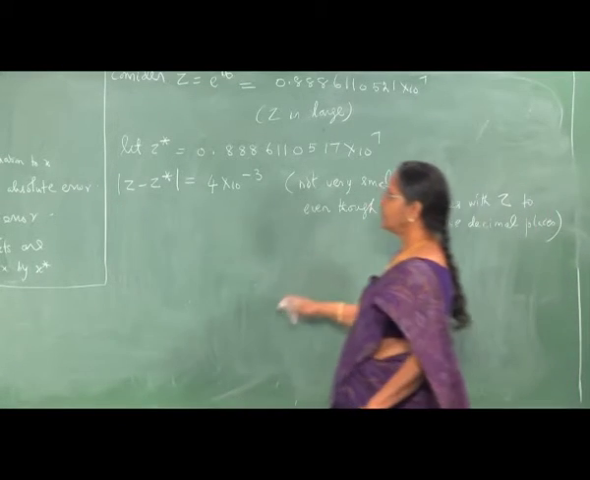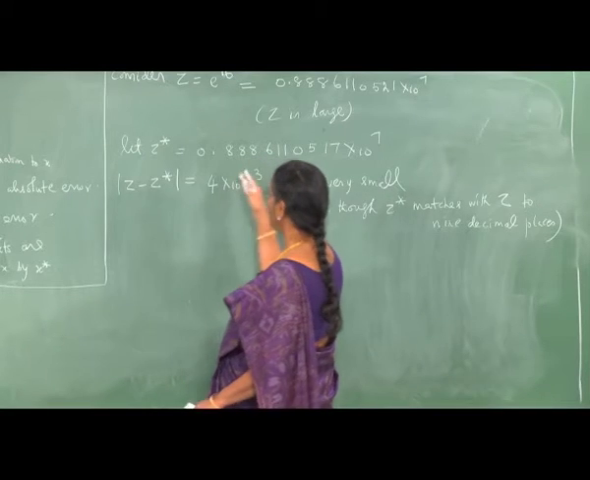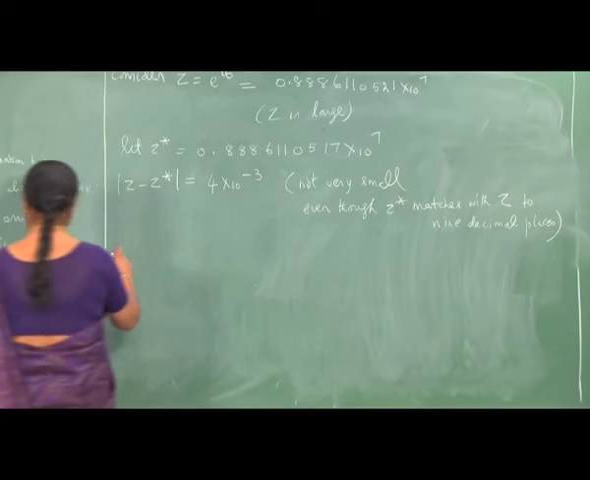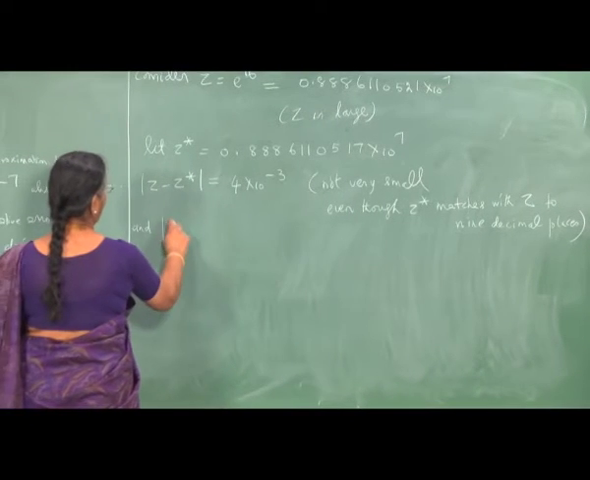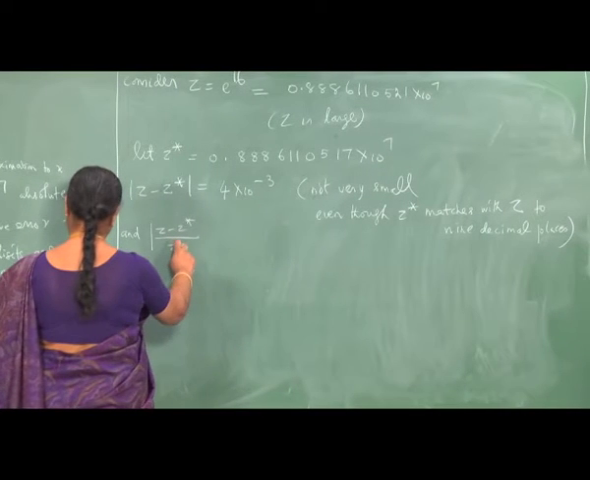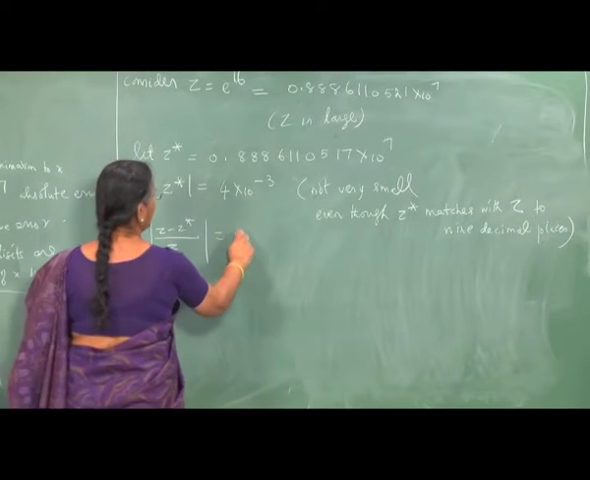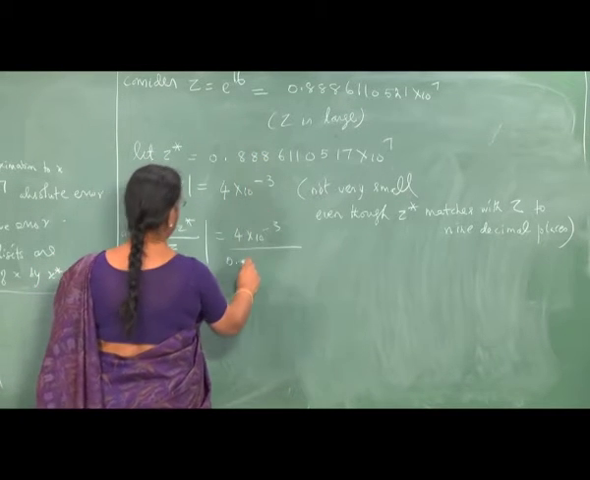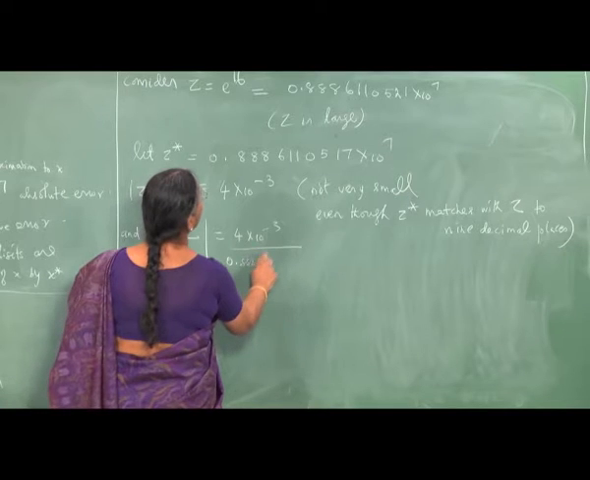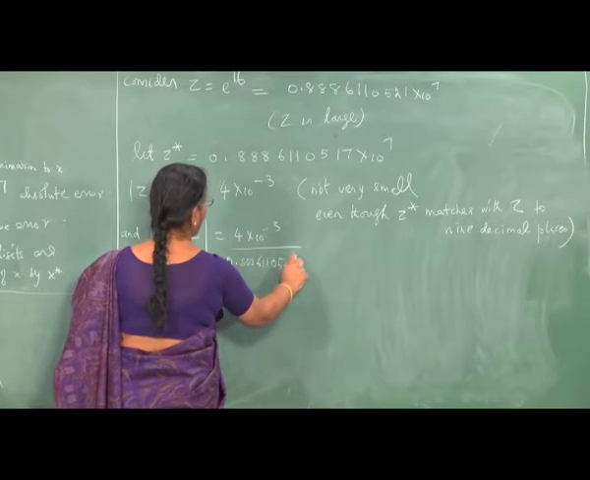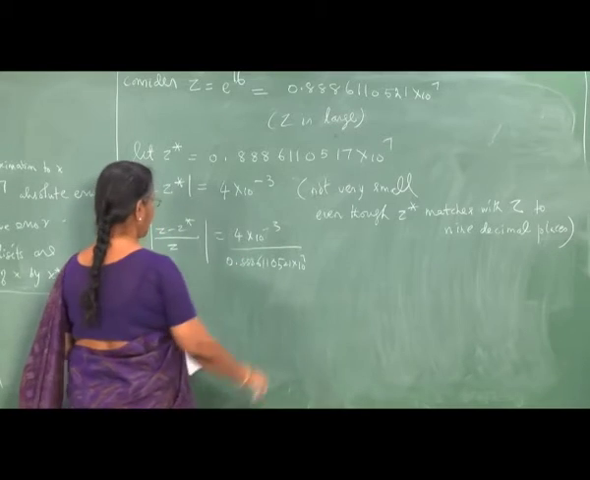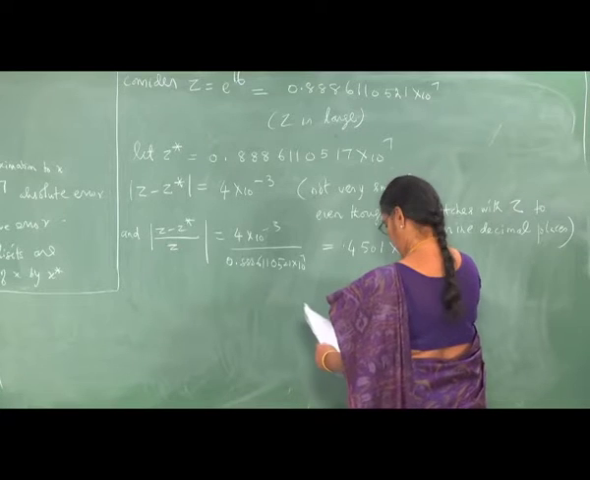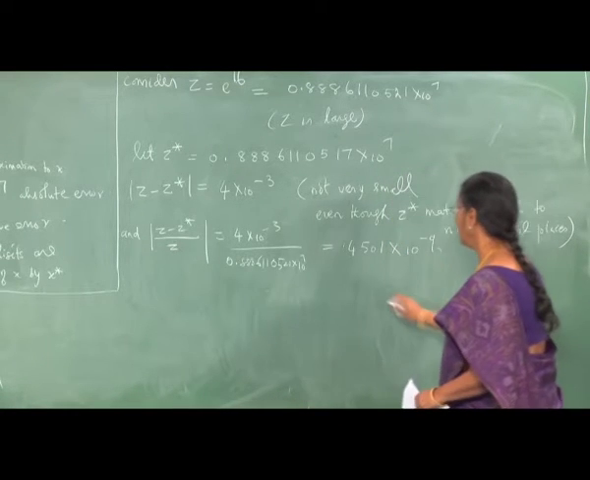Although this happens, the difference is 4 into 10 to the power of minus 3. On the other hand, if I compute the relative error, which is (z minus z star) by z, it is 4 into 10 to the minus 3 by z, which is e power 16, 888,611,0521 into 10 to the power of 7. This turns out to be 0.4501 into 10 to the power of minus 9.